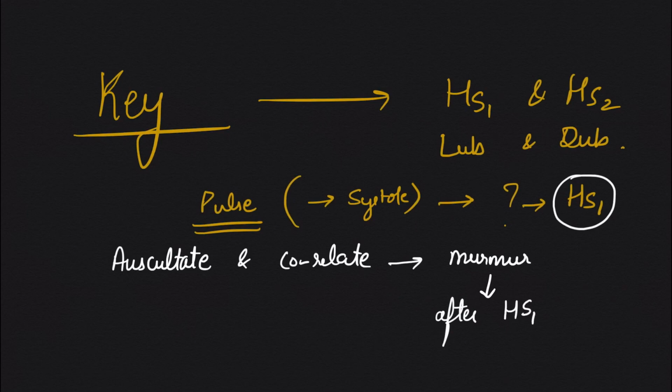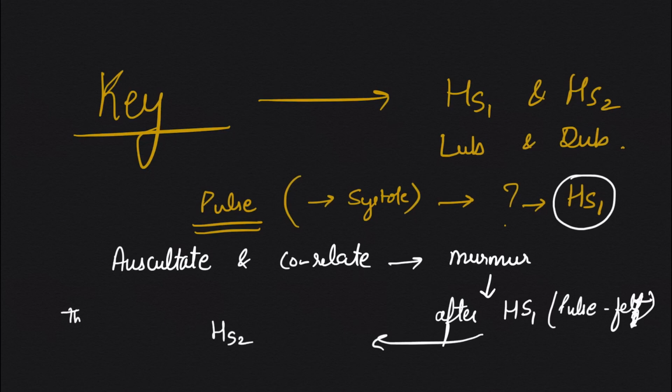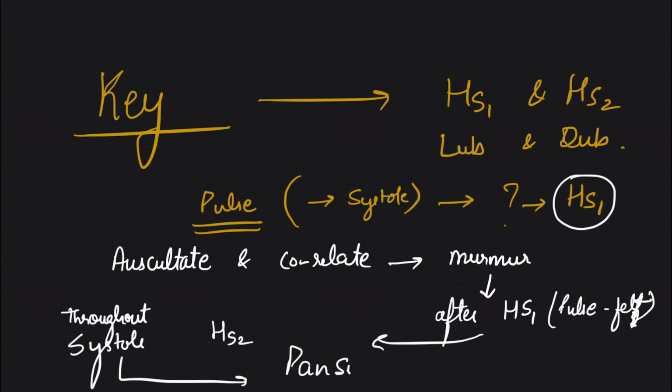Then if we hear a murmur which is after the second heart sound, then it could be the murmur of the stenosis. Like in this case, murmur after first heart sound, when the pulse is felt, that is first heart sound, and that murmur lasts till the second heart sound is heard, means the murmur stays from the first heart sound till the second heart sound, that is throughout the systole. That murmur will be called the pansystolic murmur, and that murmur will represent the murmur of the regurgitation of the AV valve.